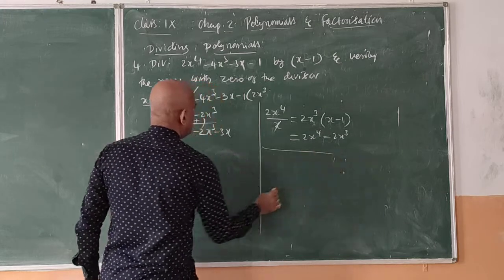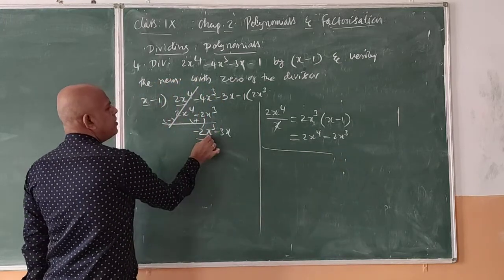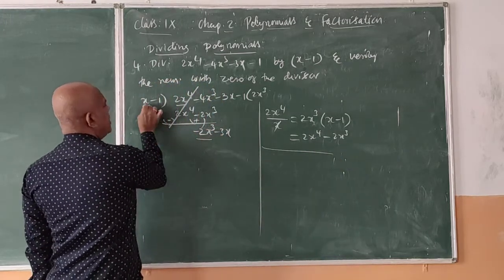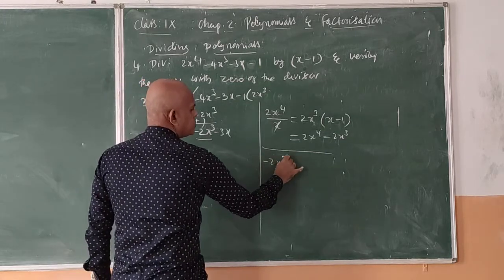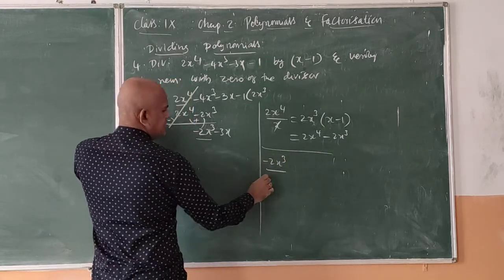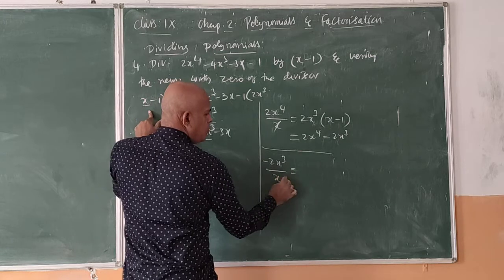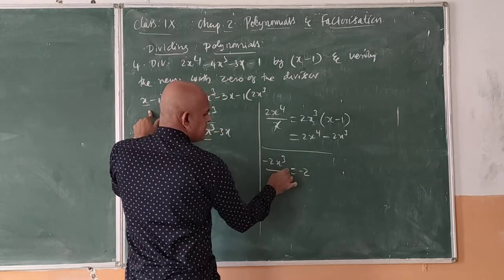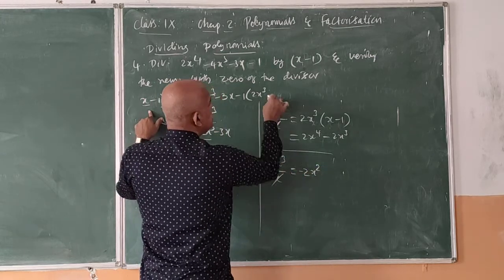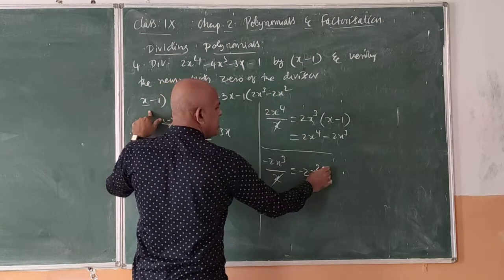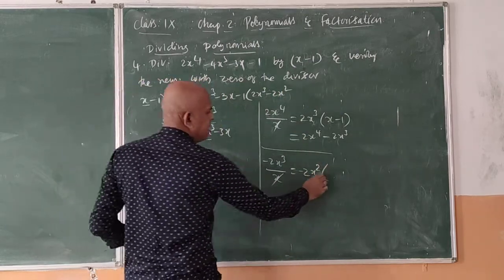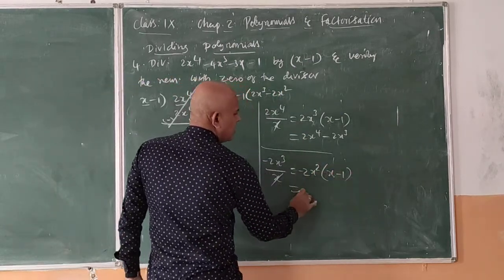This process is completed here. Again it will continue. First term by first term. Minus 2x cube by x. Only one numeral, no numerator. So minus 2, 1x gets cancelled. Here x square remains. Here we will write minus 2x square in the quotient. This is to be multiplied again with the divisor x minus 1. Minus 2.